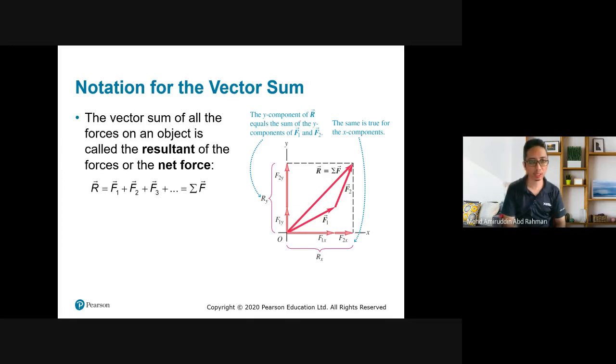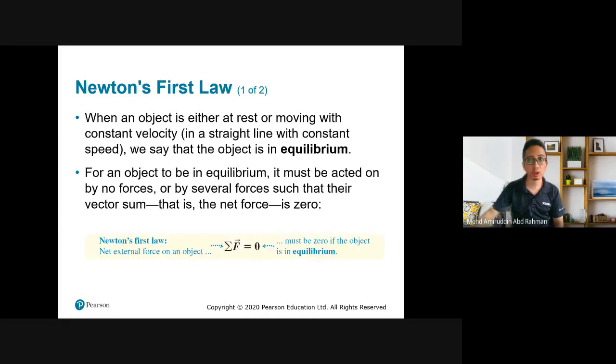So the net force is equivalent to the summation of the forces. All right, the sigma sign over here is the summation of all the forces.